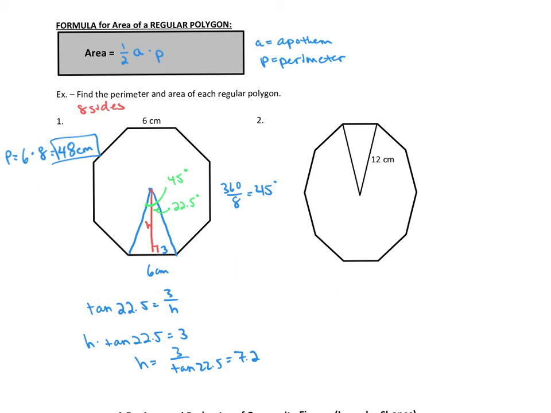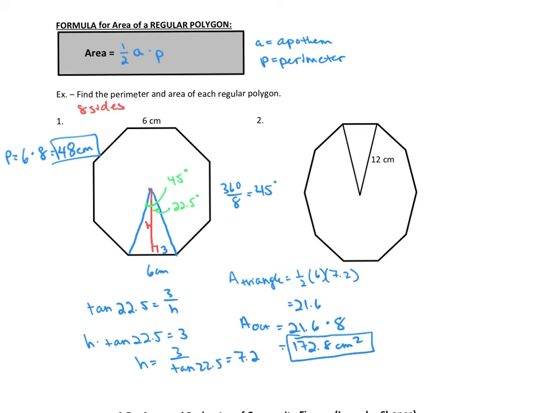Then we can find the area of the triangle. So that's equal to 1/2 times the base of 6 times the height of 7.2, which comes out to 21.6. And then the area of the octagon is equal to 21.6 times 8, which gives us a final answer of 172.8 centimeters squared.